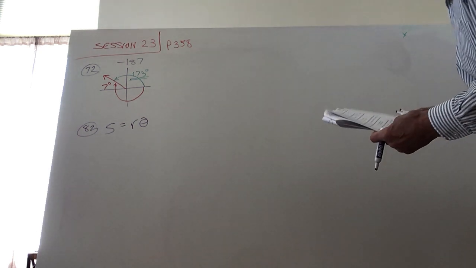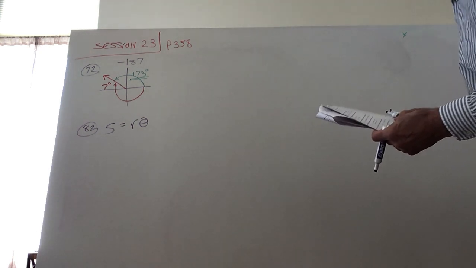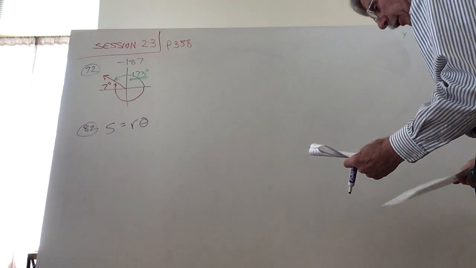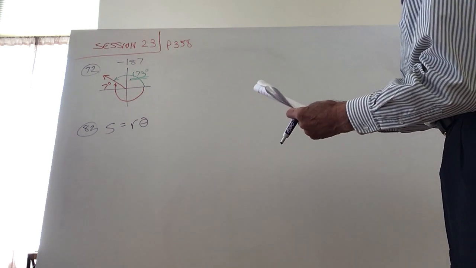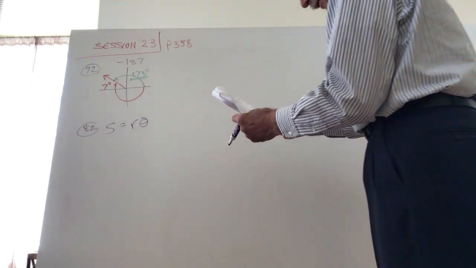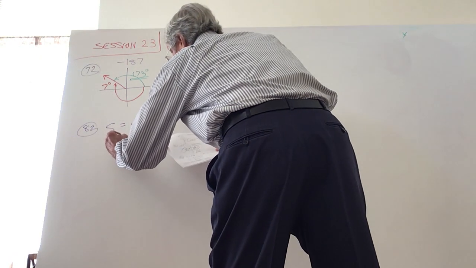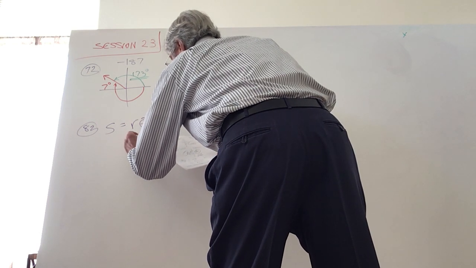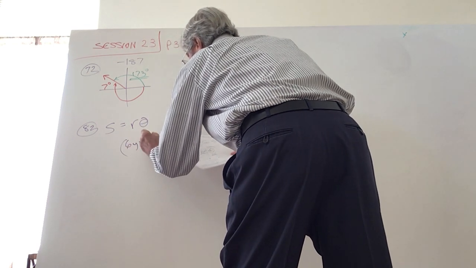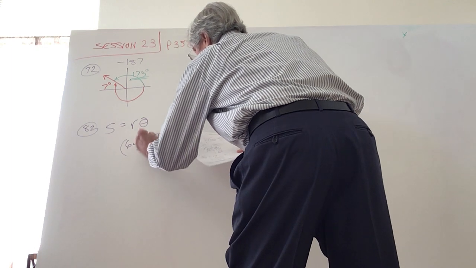For 82, it says to find the exact length of the arc made by the indicated information here. Okay, so 82, the radius is 6 yards and theta is pi over 8. So 6 yards for the radius and pi over 8 for theta.